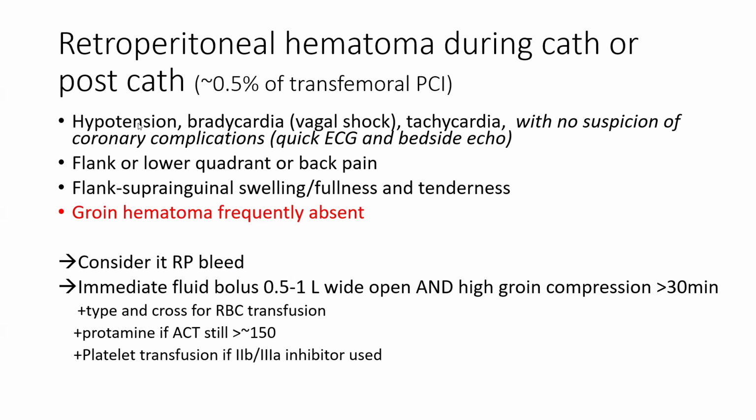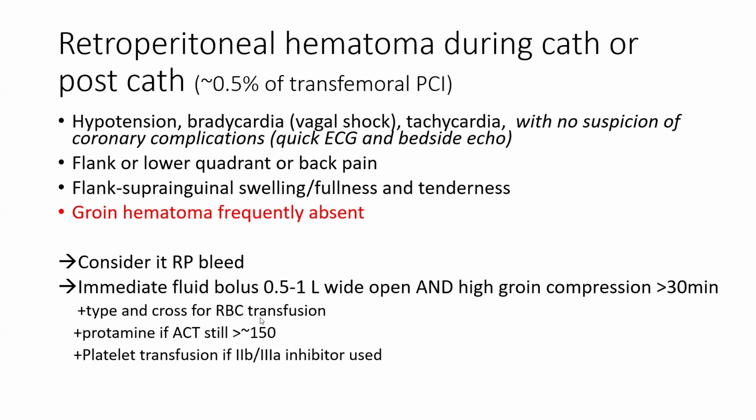So whenever you have any of those 3, especially the combination, you consider it clinically retroperitoneal bleed until proven otherwise, and you start your immediate treatment. You give an immediate fluid bolus wide open, 0.5 to a liter. And simultaneously, you try to do high groin hematoma compression, even if you don't see an actual hematoma. Now, this may not help a whole lot, but it may help a little bit. So you try to do that to provide some tamponade to the bleeding. So immediate fluid, high groin compression, and simultaneously do those things.